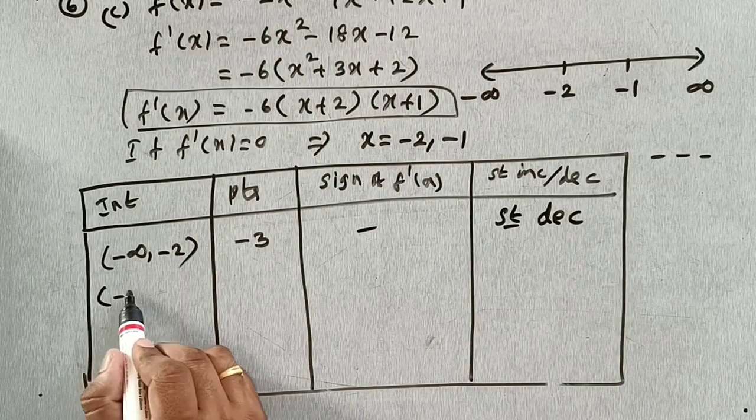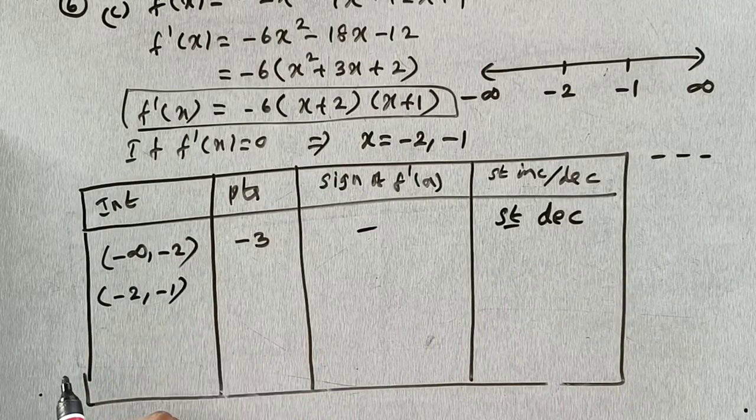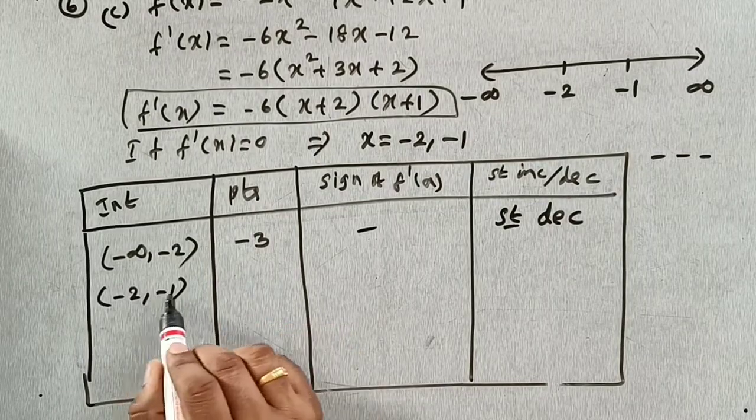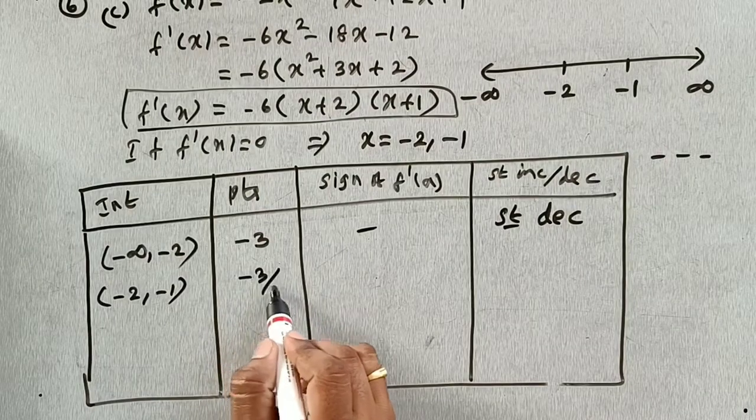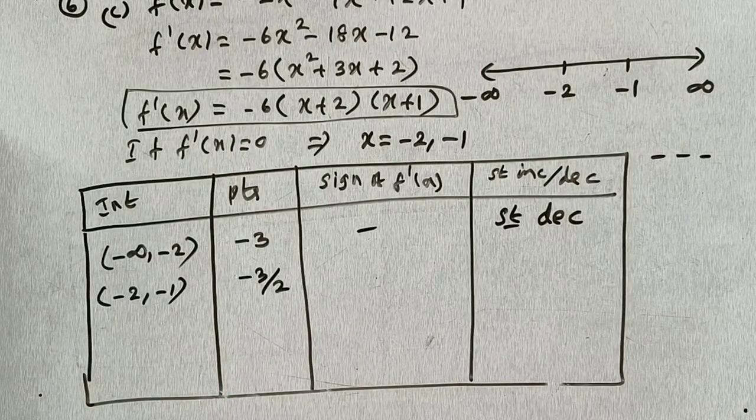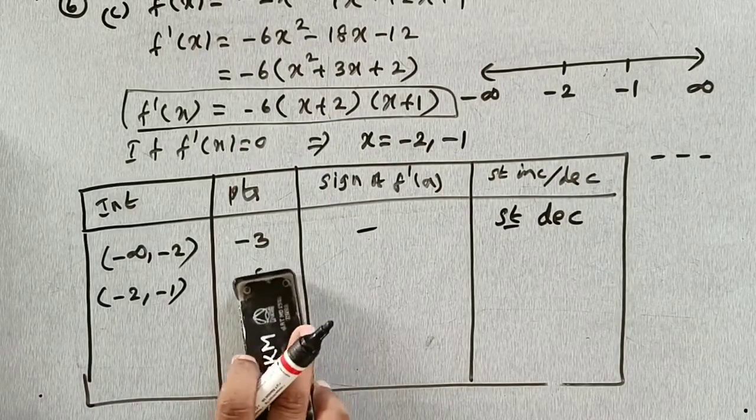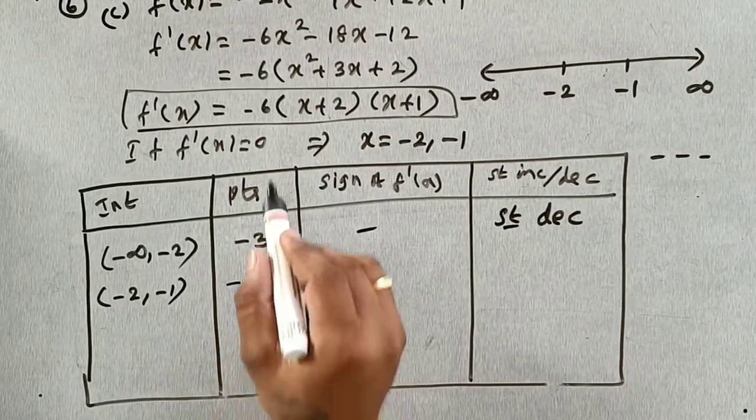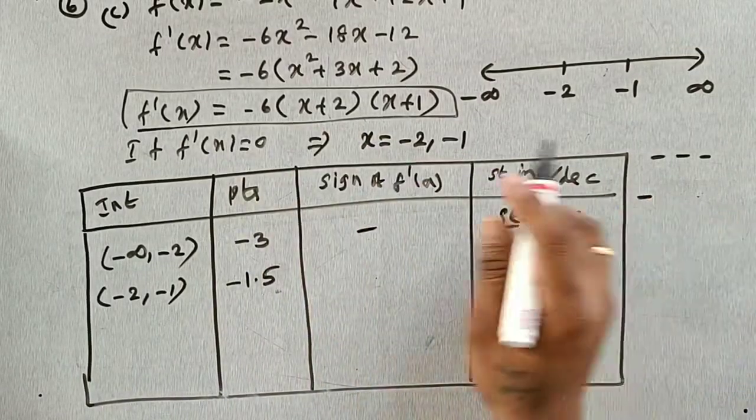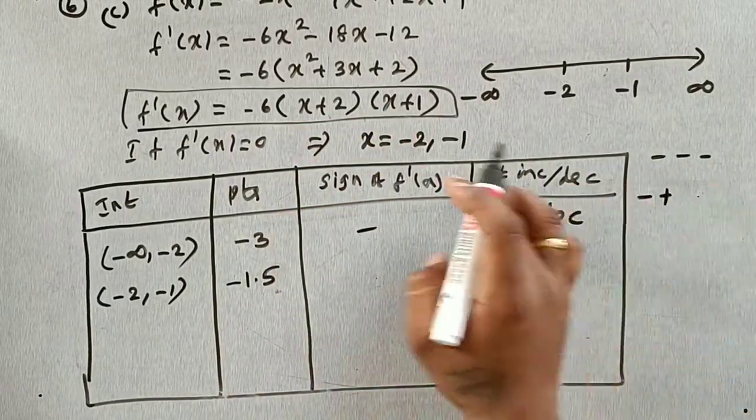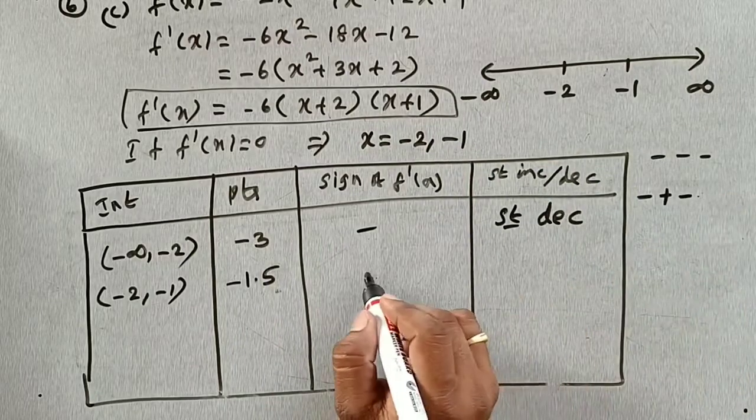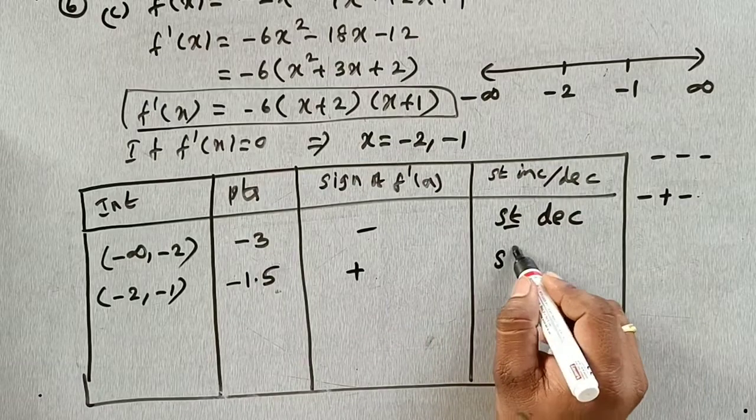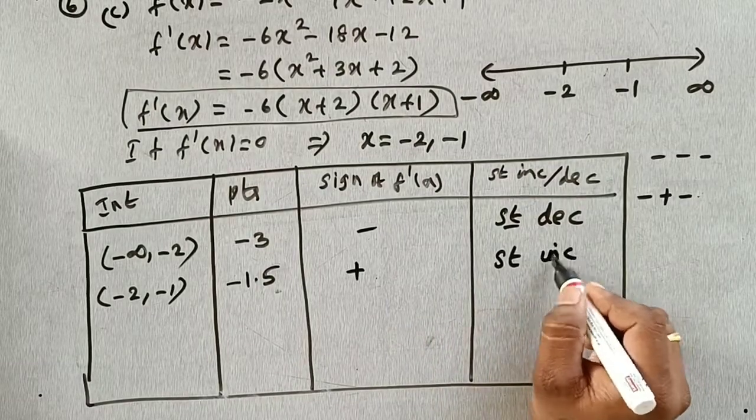Next interval is minus 2 to minus 1. So in between minus 2 to minus 1, I can take the midpoint of this, it is minus 3 by 2 or minus 1.5. Substituting minus 1.5 in f dash of x, the first term will be negative, the second term will be positive, the third term will be negative. So the total will be positive. So positive means we can write strictly increasing.